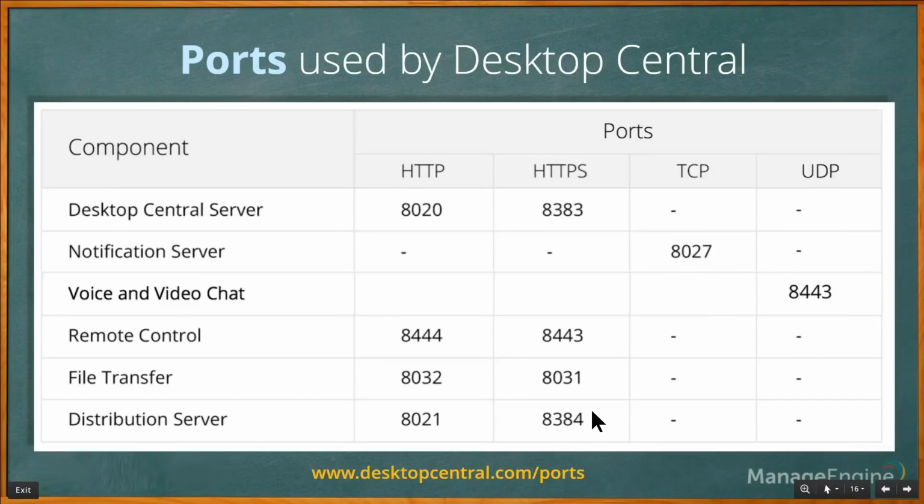And there are other operations. For specific operations, Desktop Central server uses specific ports. For example, the voice and video chat uses 8443, which is UDP. And for remote control, it uses 8444 and 8443. And for the file transfer, it uses 8032 and 8031. Now, there are other ports which are required as well. In case you want to know those ports and the protocol details of how the Desktop Central server communicates, you can always view them on the link that is shown on the bottom of the screen, which is desktopcentral.com/ports. Please visit there for a detailed understanding about the architecture.